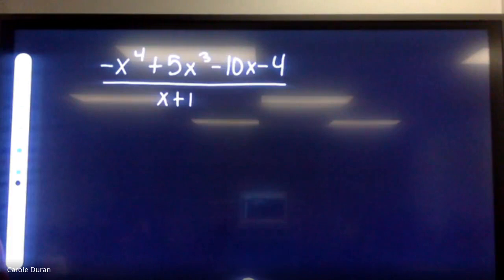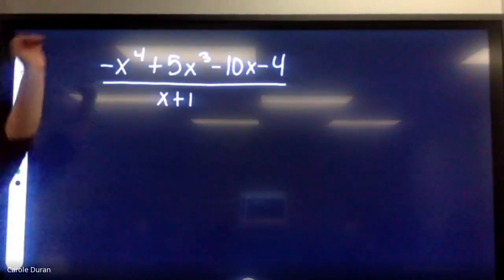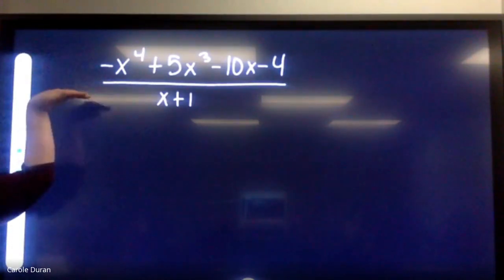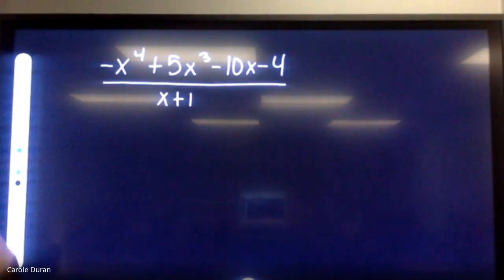Once I've identified my dividend and my divisor, where the top is the dividend and the bottom is the divisor, I can go ahead and set up my long division house. What do I need to be careful of as I'm setting this up? What do I need to check for?